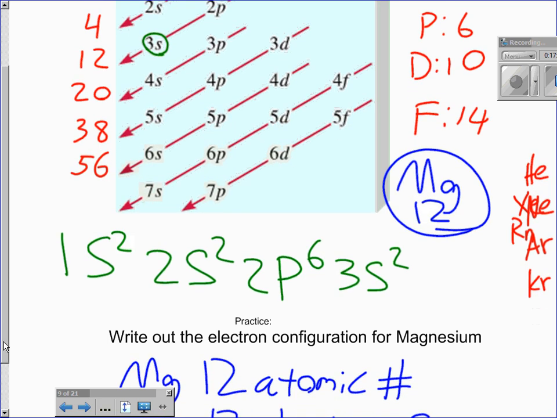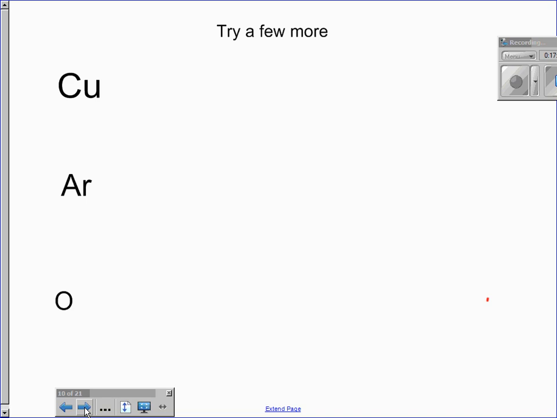Let's try another one. Okay, let's try copper. Copper. The first thing we need to do is look up how many electrons does copper have, and you should see on the periodic table it has 29 electrons. So let's start from the beginning.